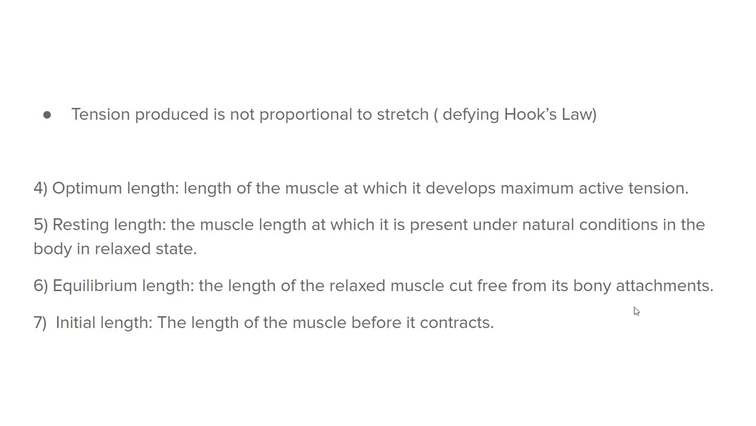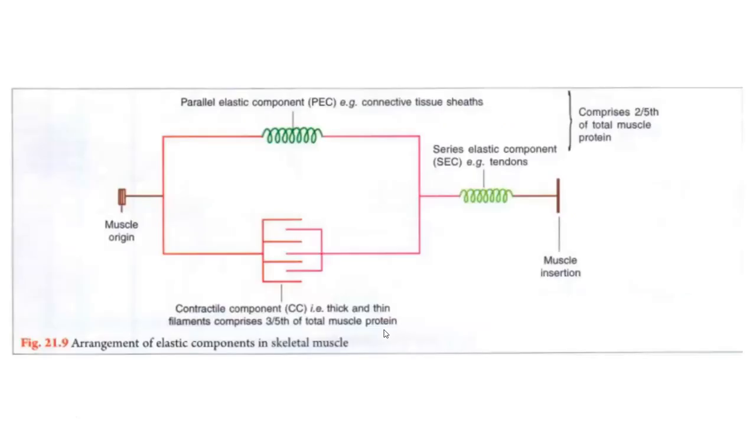So just the basic, the elastic component. So what is the length of that? Initial length, the length of the muscle before it contracts. So we have the muscle origin. This is the contractile component. This is the parallel elastic component, that is the connective tissue present with it, the connective tissue sheath with the component. And at the ends, at the level of insertion, we have the tendons, which are responsible for your series elastic component.